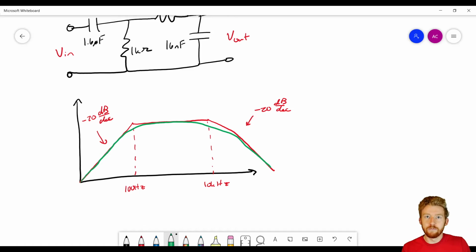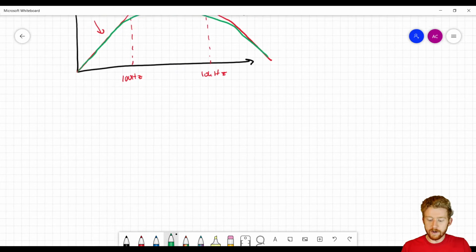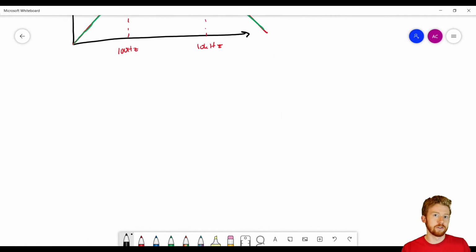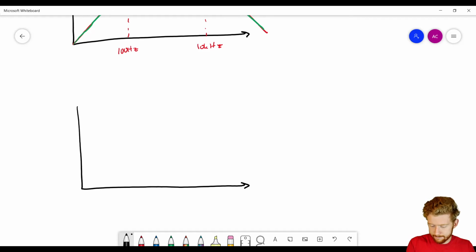But what happens if we move these cutoff frequencies a little bit closer together? This is something that I experimented with because I wanted to make sure that I was giving you accurate information. What you find is that if you move these cutoff frequencies closer together, so say instead of 100 hertz and 10 kilohertz, I have 1 kilohertz and 10 kilohertz.